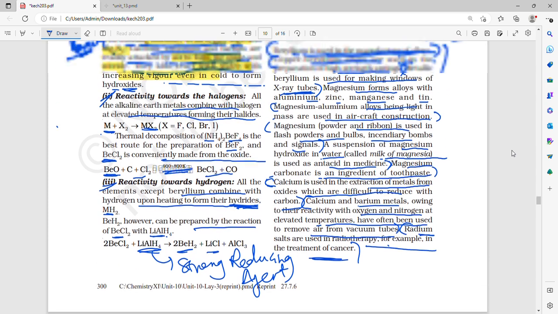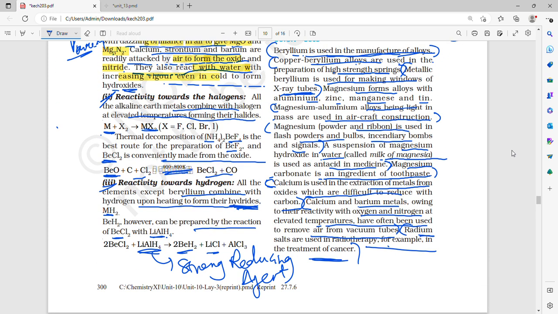X-ray tubes. Beryllium, manufacture of alloys. Copper beryllium alloy, high strength spring. Metallic beryllium, making windows of X-ray tube. Magnesium aluminium, that is aircraft construction. Magnesium powder and ribbon, flash powder, bulb, incendiary bomb, signal. Magnesium hydroxide in water, milk of magnesia, antacid. Magnesium carbonate, toothpaste.